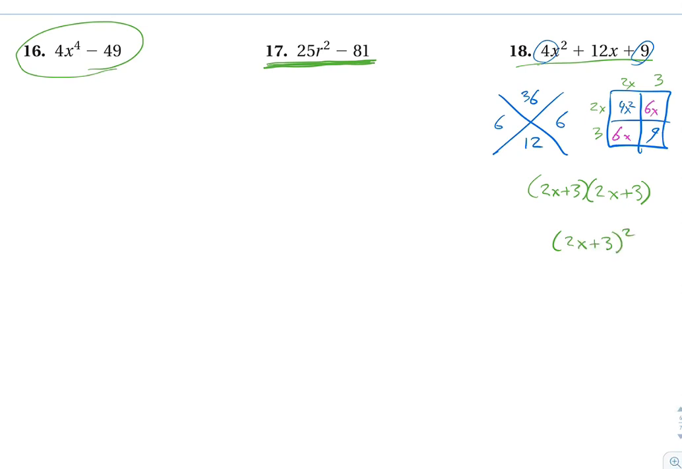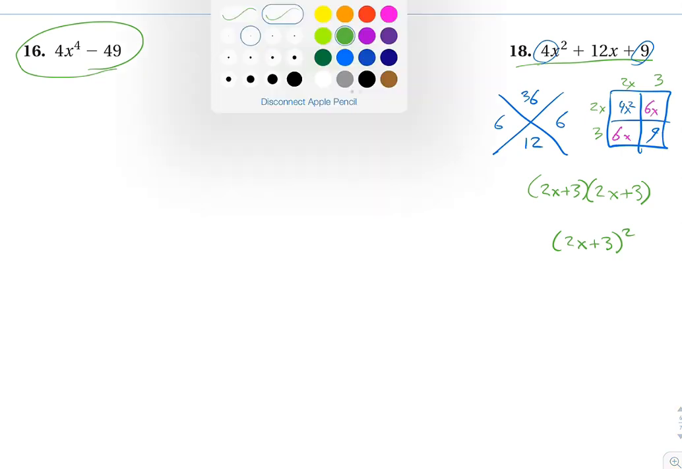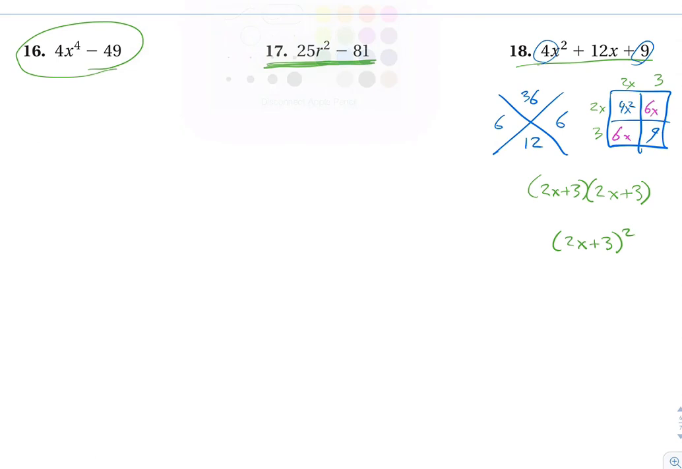Totally okay. Right? And then just checking the time, how much time I have before lunch. Okay. So this one you could do the same way. We just say this is 25r squared plus 0r minus 81. But you could also use a shortcut, which I'll mention.